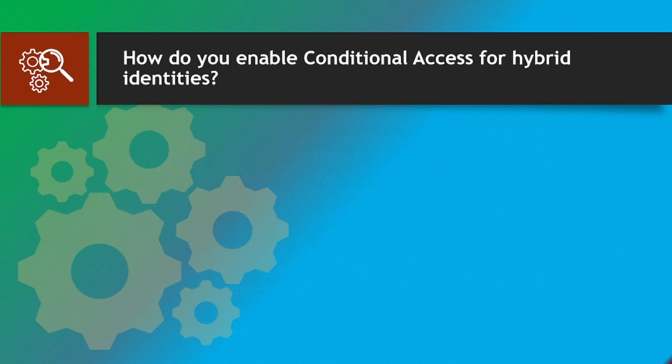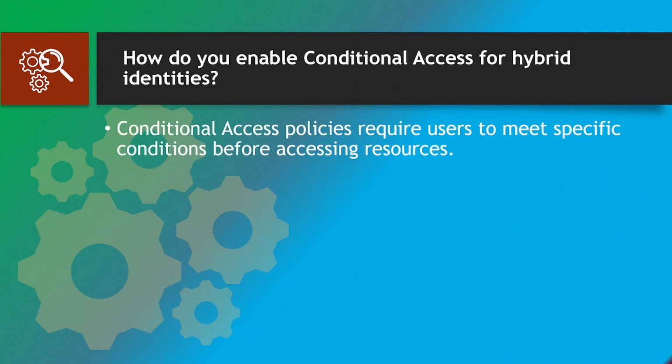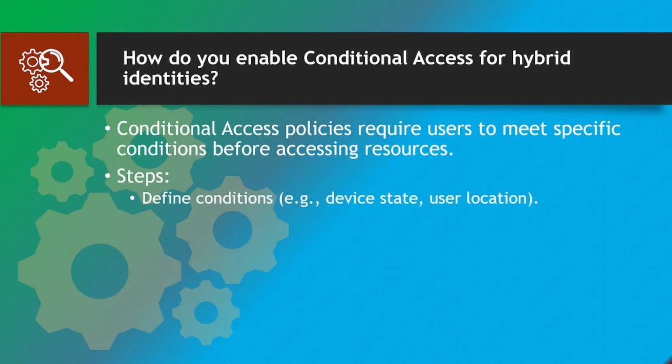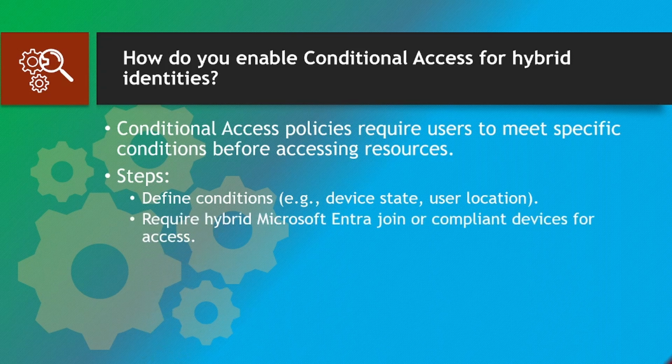Moving to the next. How do you enable conditional access for hybrid identities? Conditional access policies require users to meet specific conditions before accessing resources. The steps are: define conditions, for example device state and user location. These could be the conditions which need to be fulfilled. Require hybrid Microsoft Entra join or compliant devices for access. Integrate with multi-factor authentication (MFA). So these are the steps which help us enable conditional access for hybrid identities.